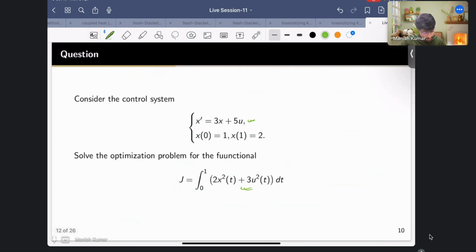So you see, although I'm not checking controllability, here you just have one state and one control, then obviously it is controllable, right? So we don't have to check that. The controllability is there. So you know that such a pair x comma u exists. There will exist u so that the solution x at 0 will be 1 and x at 1 will be 2. The question was to find the control so that this functional has minimum or optimal value.